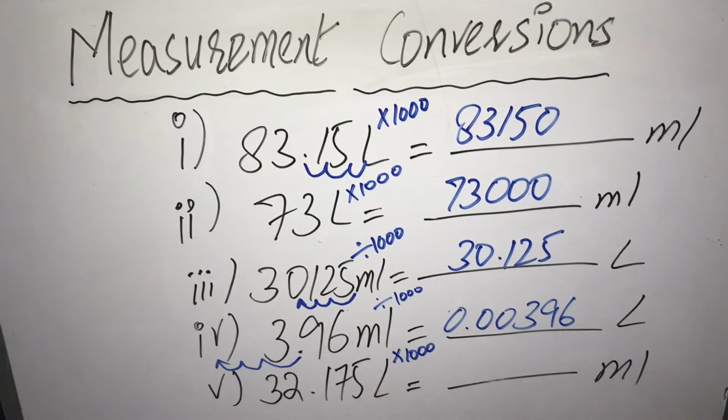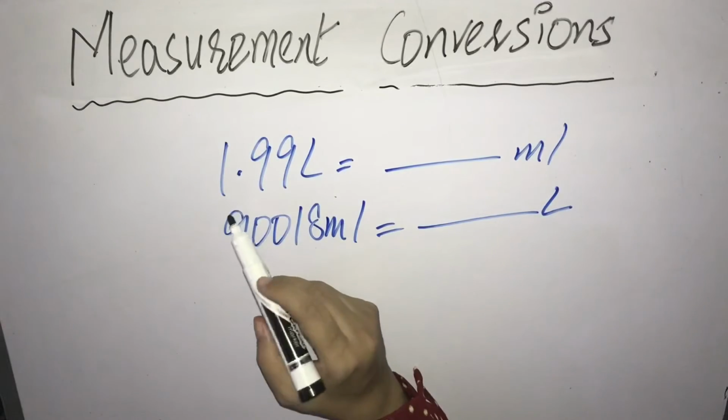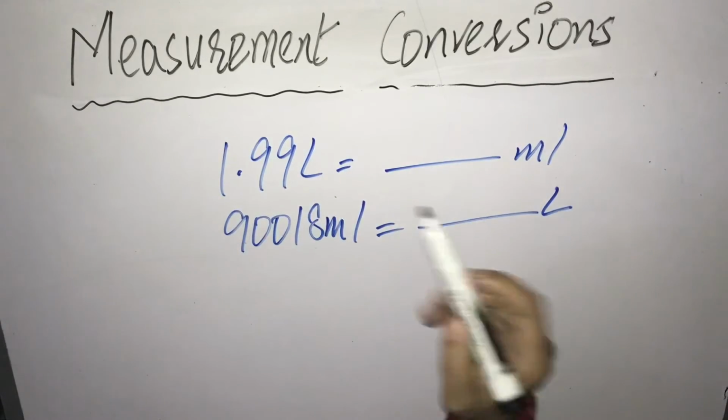The last one, liter to milliliter, going towards the smaller unit. When we go towards the smaller unit, the decimal moves towards the right side and our absolute value, or the digit, becomes bigger. So instead of 32.175, it is 32,175.